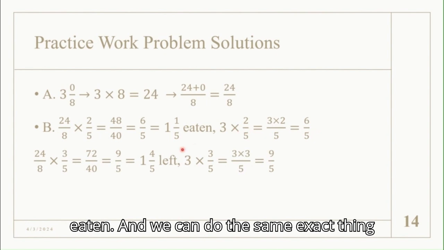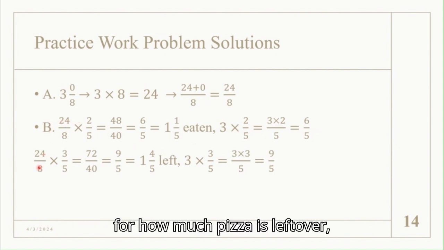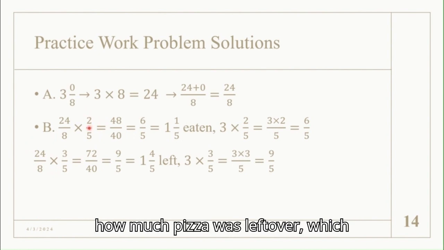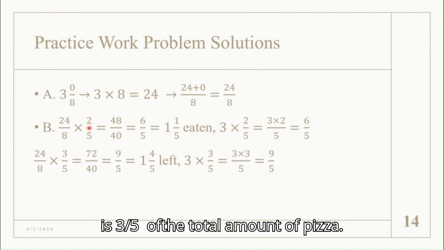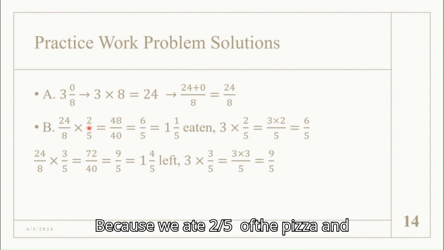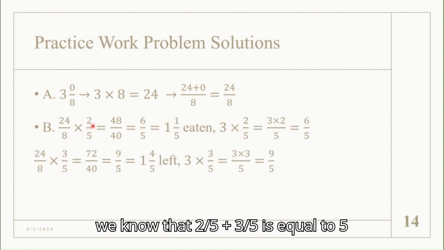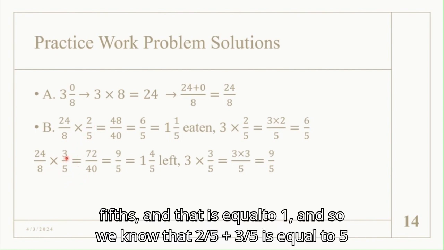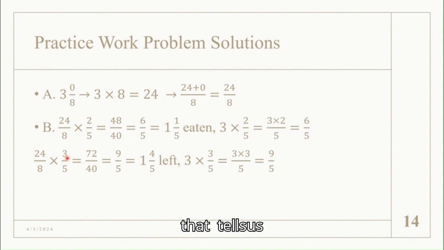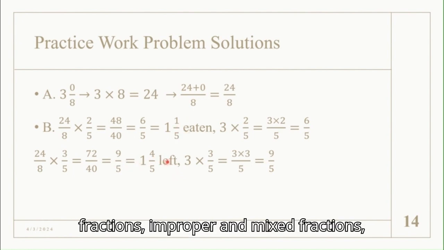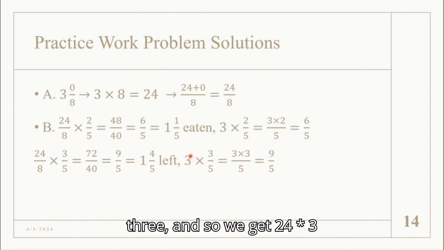And we can do the same exact thing for how much pizza is left over, where now the difference in this case is how much pizza was left over, which is 3/5 of the total amount of pizza, because we ate 2/5 of the pizza and we have 3/5 left over. We know that 2/5 plus 3/5 is equal to 5/5, and that is equal to 1. And so that tells us that the sum of these two numbers, these two fractions, improper and mixed fractions, should add up to the total value of 3.